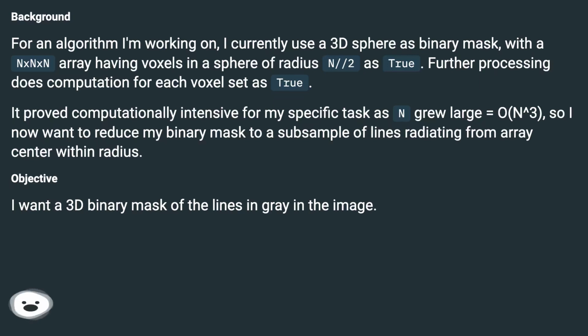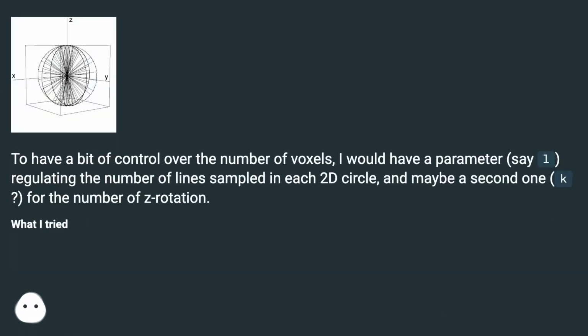Objective. I want a 3D binary mask of the lines in gray in the image. To have a bit of control over the number of voxels, I would have a parameter, say L, regulating the number of lines sampled in each 2D circle, and maybe a second one, K, for the number of Z rotations. Would that work? I'd try.